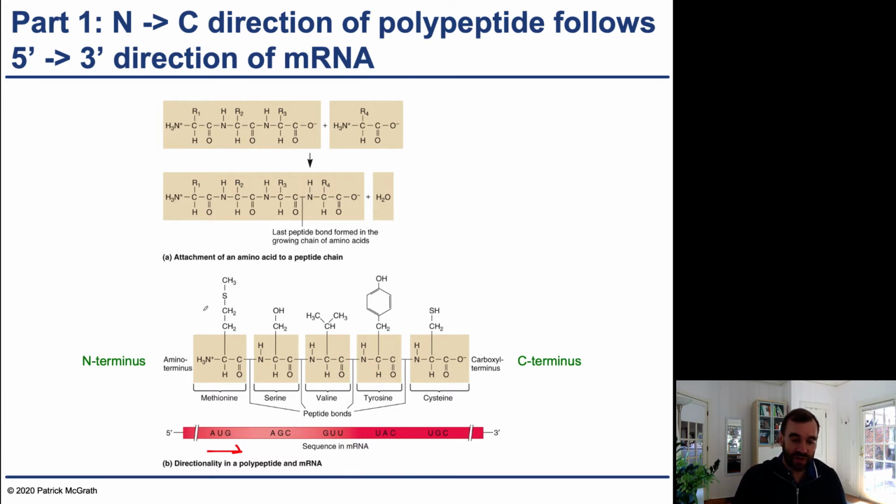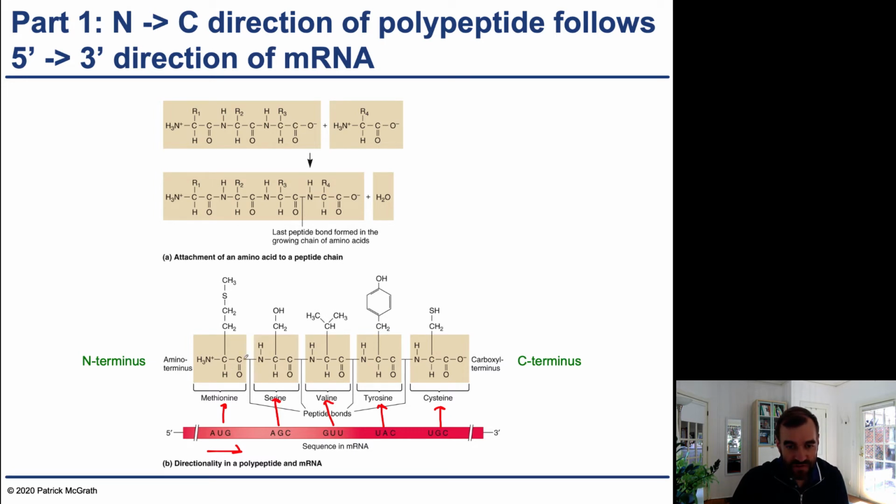So we talked about the genetic code. We know that AUG, for example, encodes a methionine, and then we know how to take all of these codons and translate them into amino acids that would be used, and these would all be covalently bonded together.